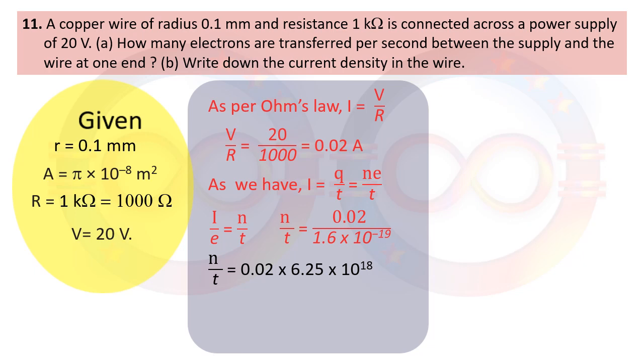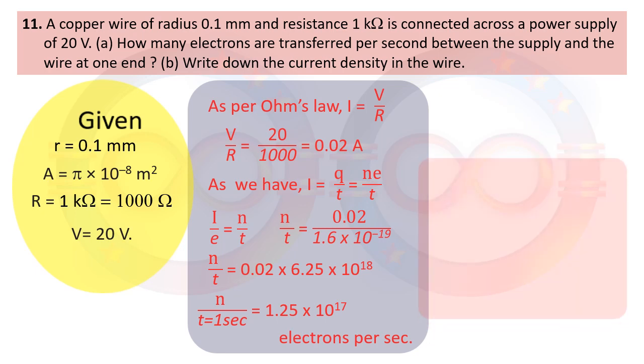After calculation, we will be getting, because we know 1 by 1.6 into 10 raised to minus 19 is nothing but 6.25 into 10 raised to 18. So the same value we can take here as 1.25 into 10 raised to 17 electrons per second on substituting T is equal to 1 second.